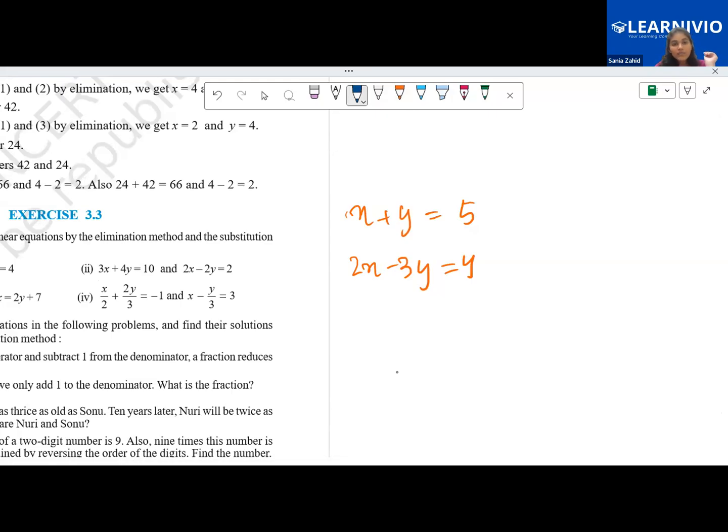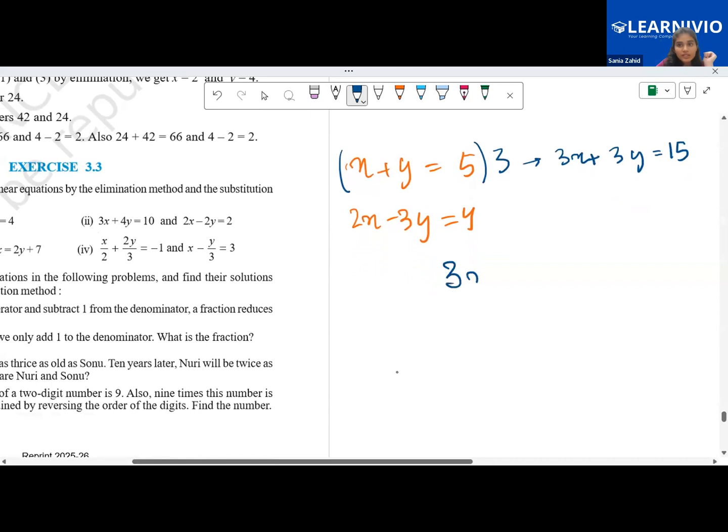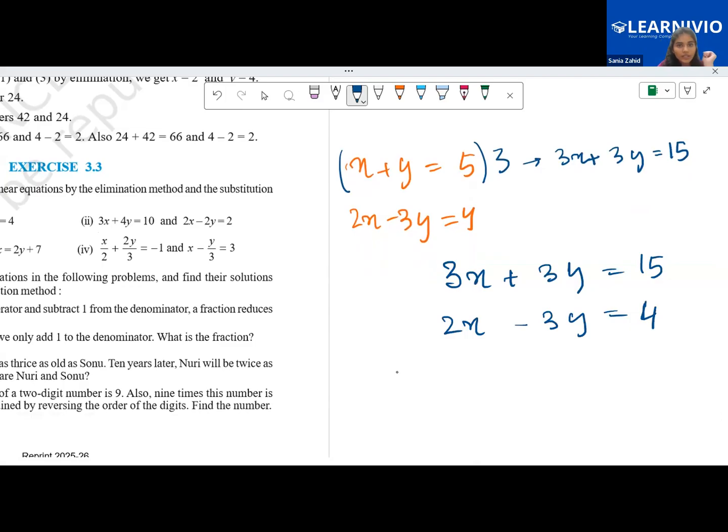Now what will I do? I will try to make the coefficients of y similar. So here the coefficient of y is 1 and here the coefficient is 3. So if I multiply the entire equation with 3, what does it become? 3x plus 3y is equal to 15, isn't it? Okay, now what do I have? My first equation is 3x plus 3y is 15, and my second equation is 2x minus 3y is 4. 4 only, right? Yeah, 4.